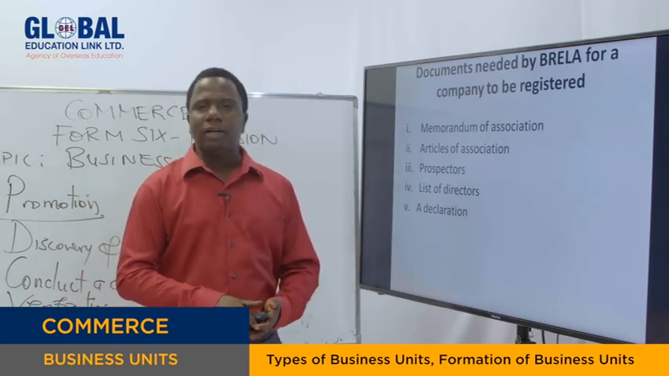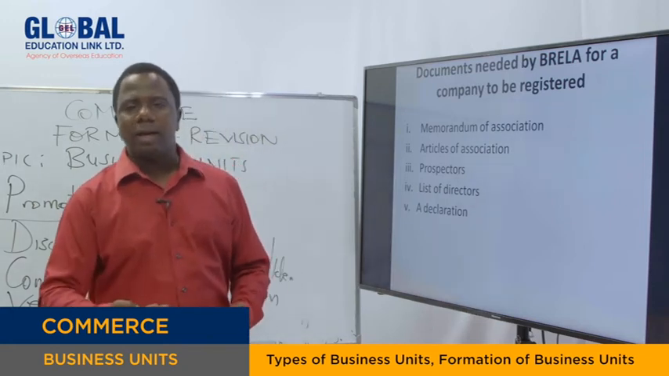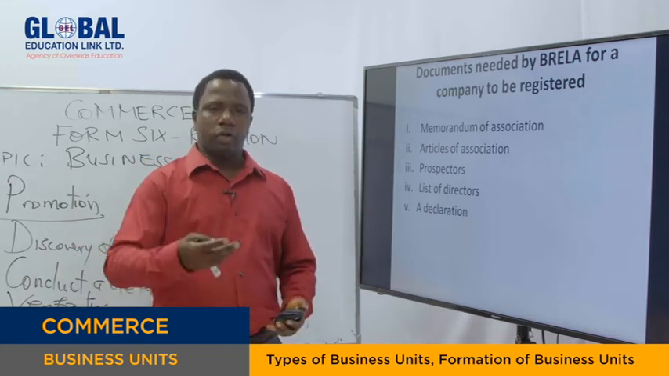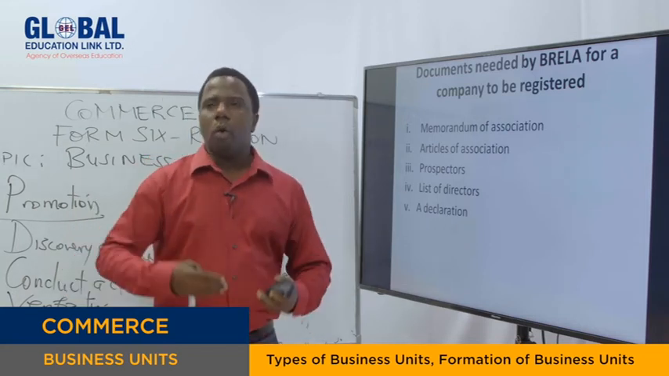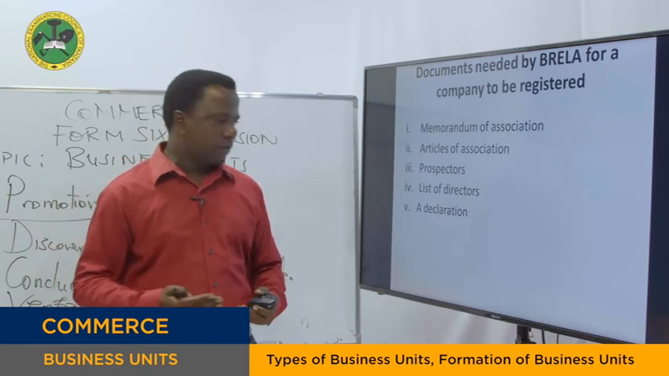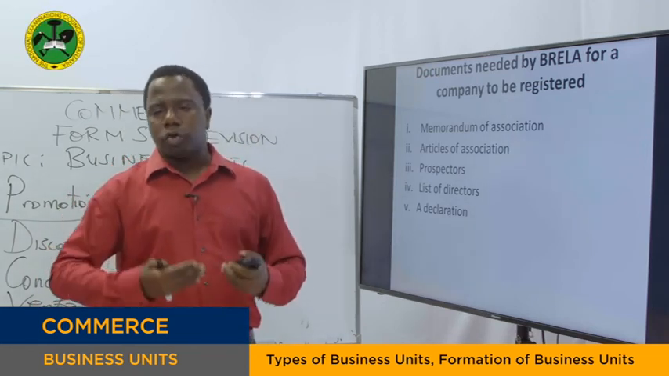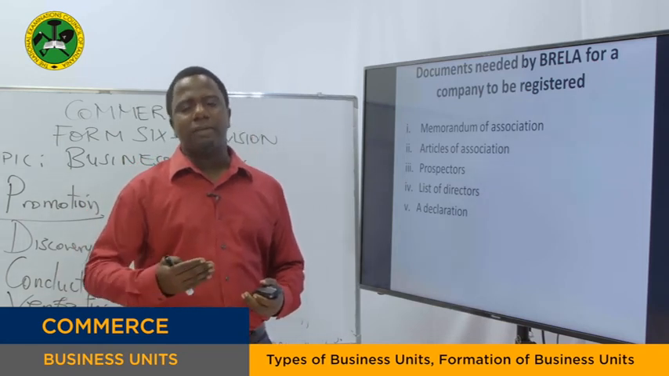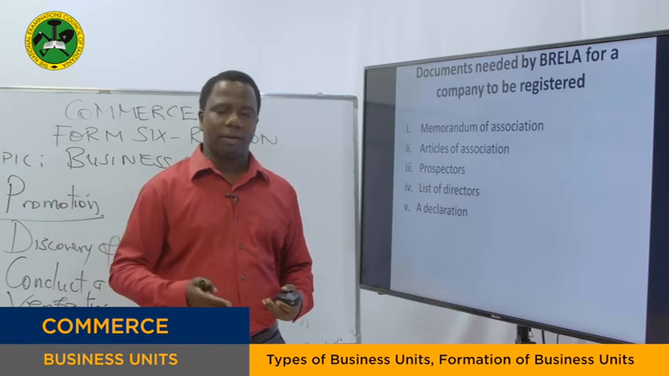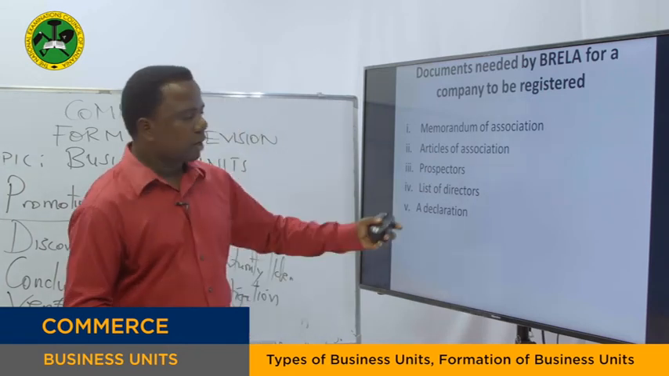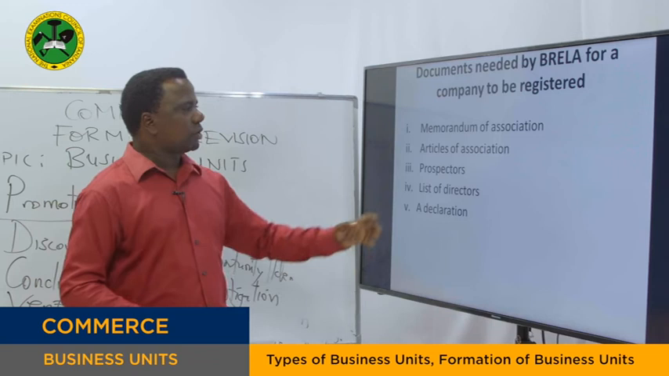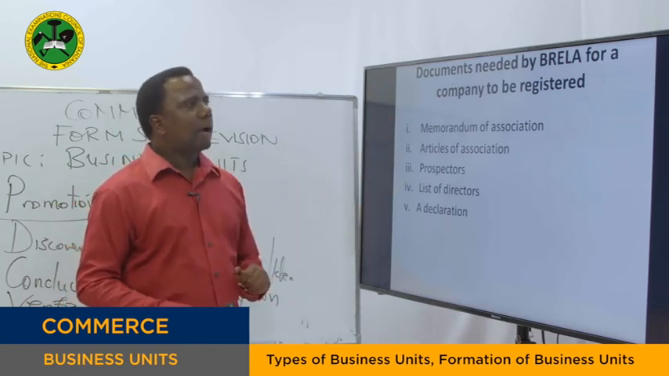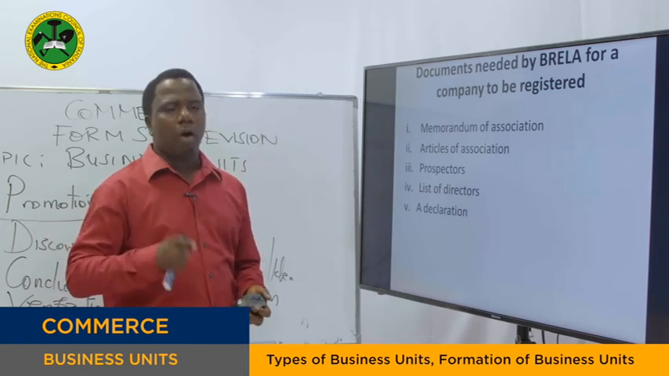Then the list of directors. This is a list where directors are mentioned and they have signed in that document, but also a declaration whereby different members have to show their commitment, to show that they are committed to that company and they are serious with the company. So they have to sign such a document. So my dear students, these are documents which are needed by BRELA for registration of a company.